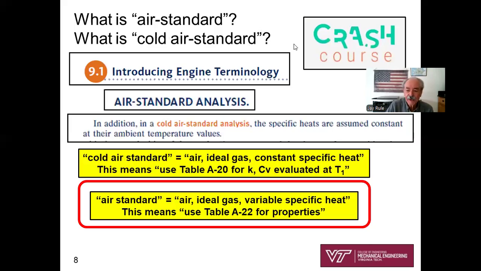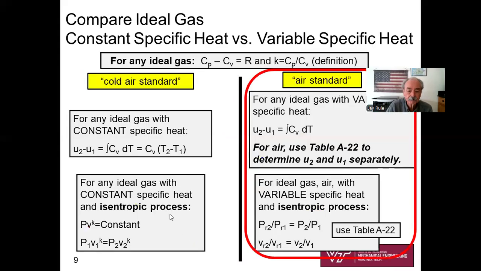Okay, a quick crash course in the difference between air standard, that's this problem we're covering, versus cold air standard. That's going to be the next problem we solve. It's going to be the same words. We're just going to use the cold air standard model. So for this problem, air standard means treat air as an ideal gas with variable specific heat. Translation, use table A22 for the properties you need to determine.